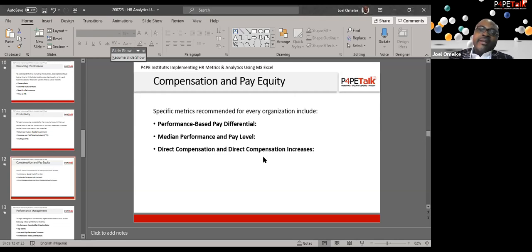That direct compensation is everything an employee receives in cash: salary, bonus, leave allowance, commission. Everything an organization pays to an employee, credits an employee's account, is called direct compensation. Everything an employee receives that he doesn't receive in cash, that he receives in kind, is called indirect compensation. An example, medical.